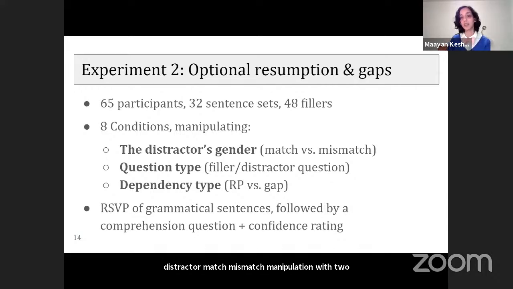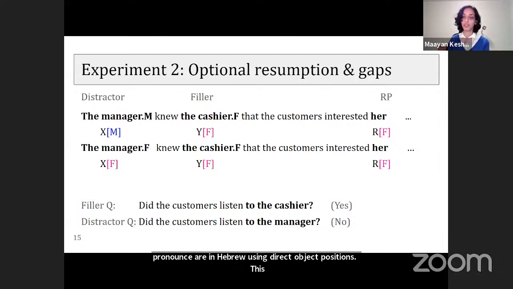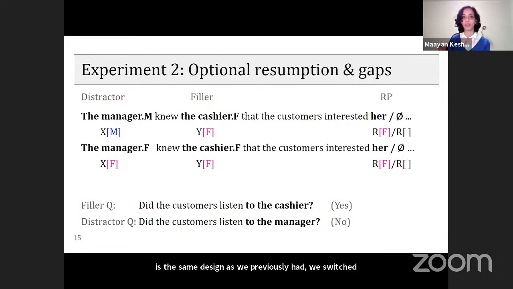And to create this design, we moved to an environment where resumptive pronouns are optional in Hebrew, that is, using direct object positions. So here's an example for the construction of the material. This is the same design as we previously had. We just switched the verbs to take a direct object, and we add the gap conditions. And this way, we're hoping to distinguish between retrieval interference and encoding interference.